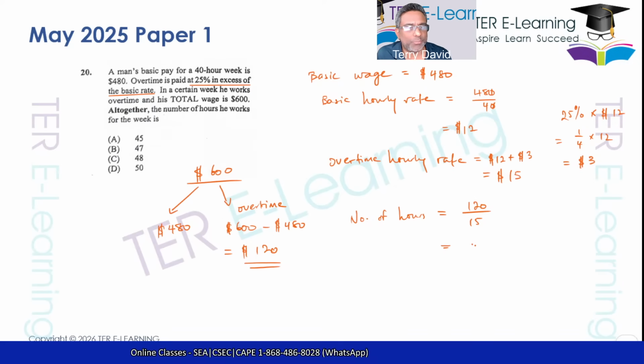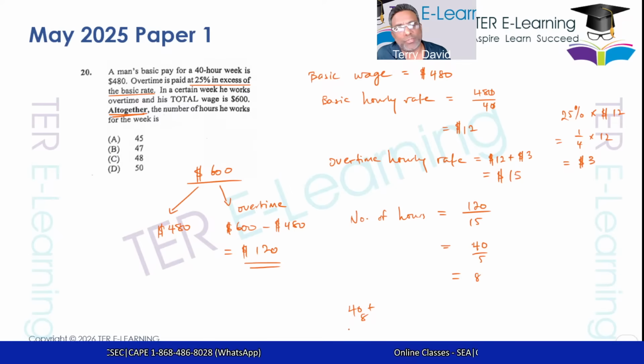So 3 can go into both of them here. So this is 4, 3s are 12, and this is 5. So this is going to be 8 hours here, right? So that's the overtime hours here. But the question says, what's the time altogether? So it is going to be the 40 basic hours plus the 8 hours overtime. So we're going to get 48 as the answer. So the answer is C.